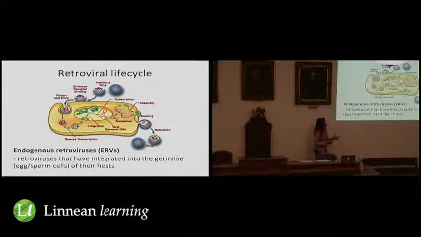Now, on occasion, these viruses manage to integrate into the sperm or egg cells of an organism. And when they do this, they are then inherited by all of the offspring of that particular individual. At this point, we call them endogenous retroviruses.